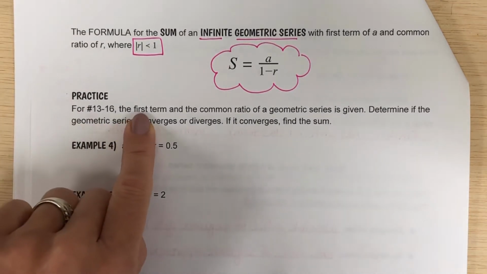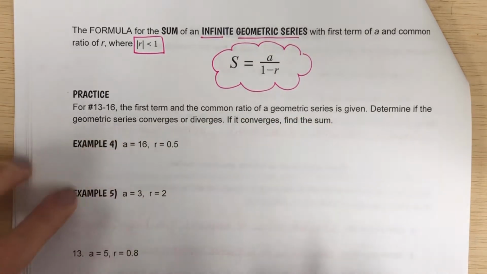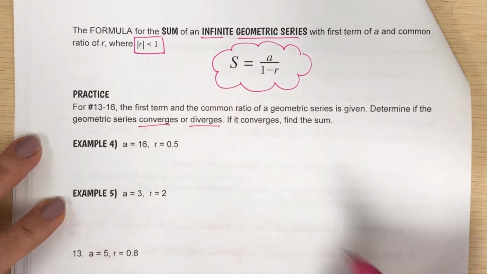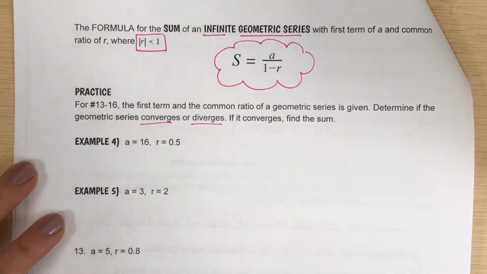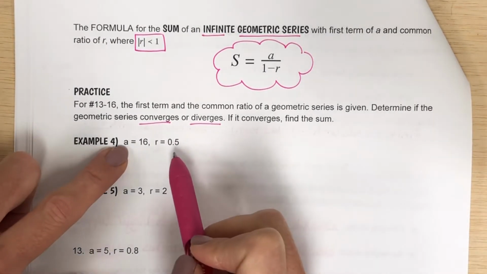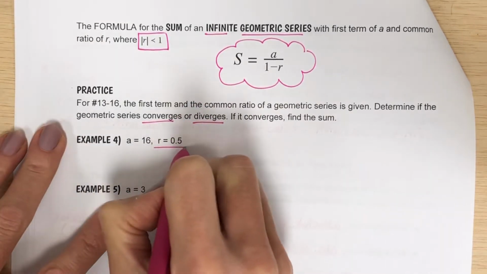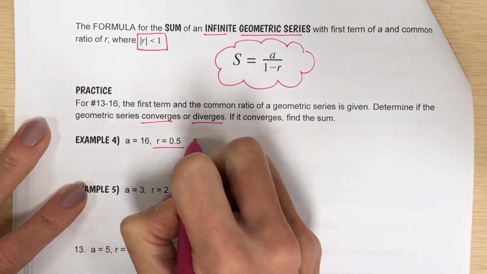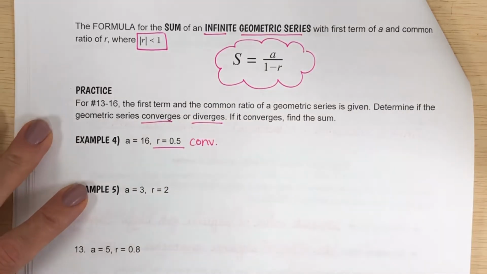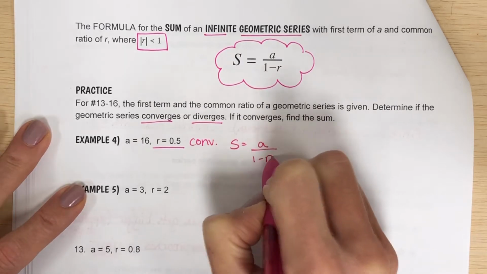We're given the first term and the common ratio of a geometric series. We have to determine, does it converge or diverge? If it diverges, we can't find the sum, but if it converges, we need to find the sum. So let's do example 4. The first term is 16 and the ratio is 0.5. So I'm going to take a look at the ratio. Is the absolute value of 0.5 less than 1? It is. So this converges, which means we can find the sum. The sum is a divided by 1 minus r.